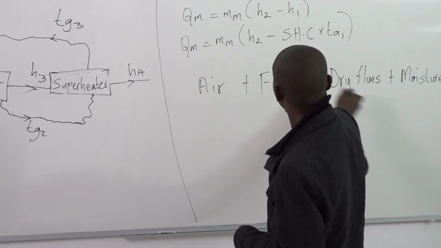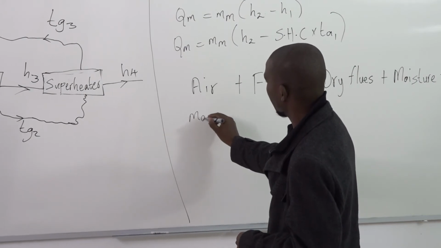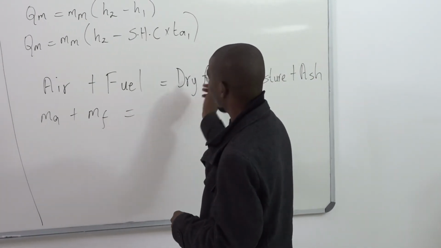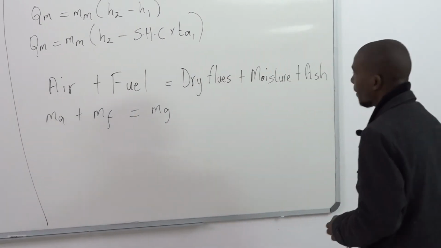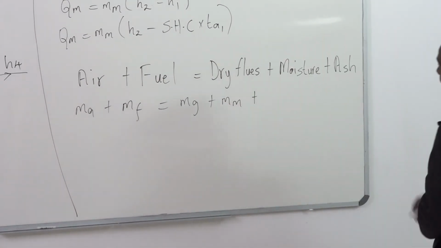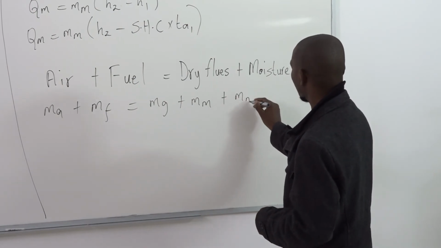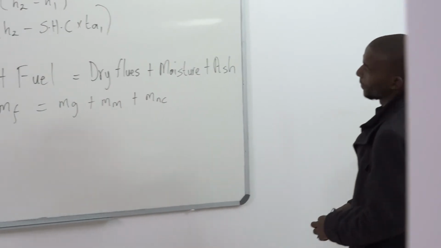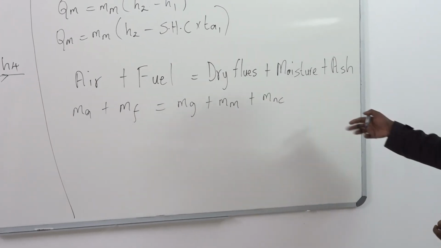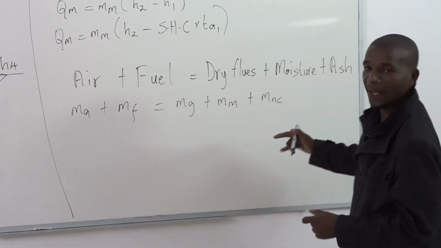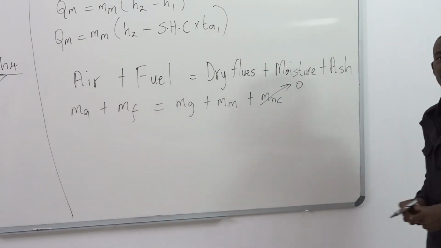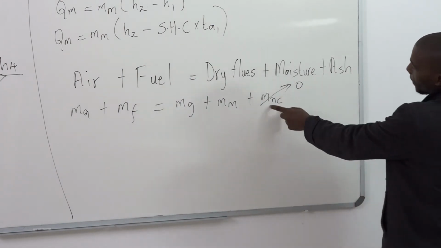Then we replace this air, everything by its mass. MA for the mass of air, and then MF for the mass of fuel, is equal to the mass of dry flue gas, MG, plus mass of moisture, MM, and then plus mass of ash or non-combustibles, NC. You can see this simple logic. Air plus fuel forms those dry flue gases plus moisture and ash. If nothing is referred to concerning non-combustibles, we can take this as zero. If nothing is mentioned concerning ash or non-combustibles, this we can take to be zero.